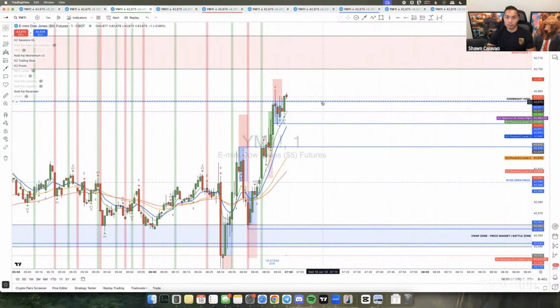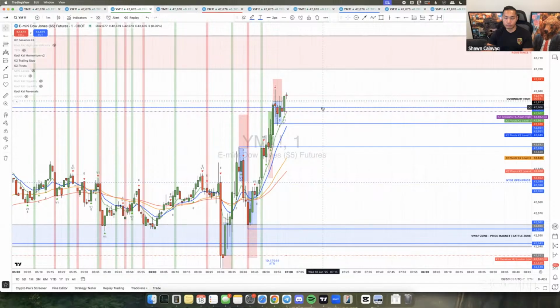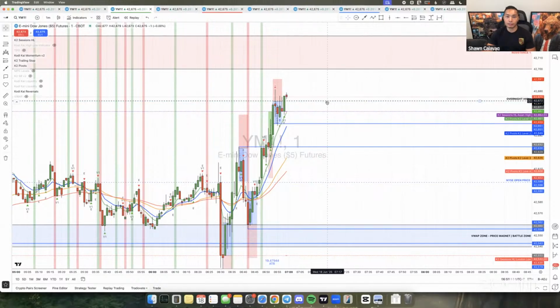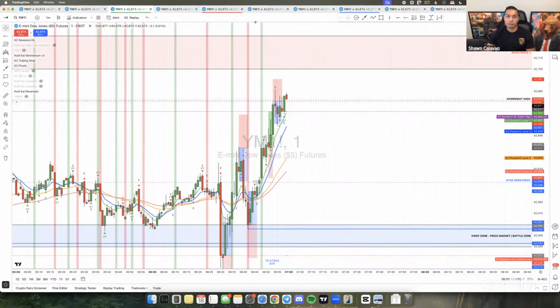Okay, so now that we're done with this level here, guys, we don't really have any other sweep levels at the moment. So I'll keep looking here. Again, my main focus is going to be sweeps for the most part because we're technically in a ranging market.